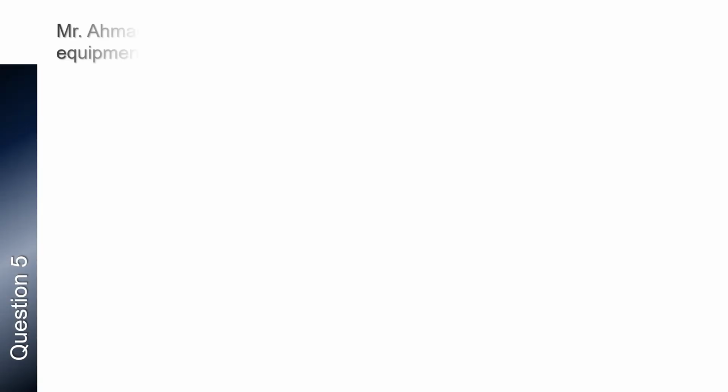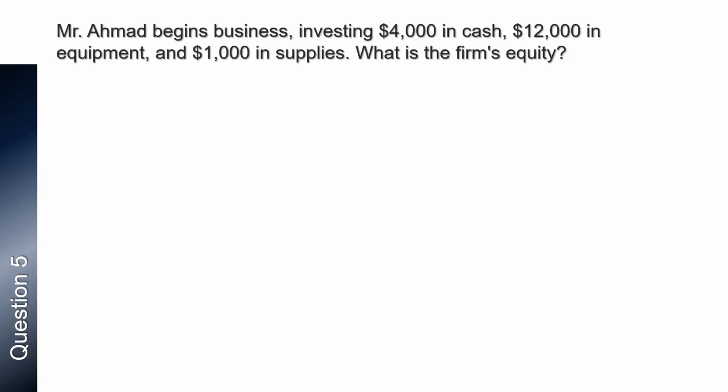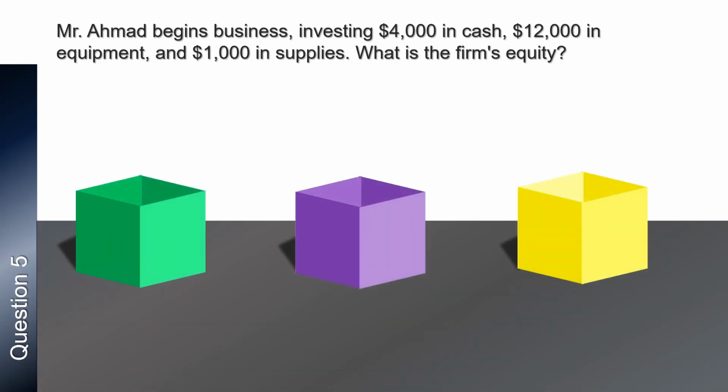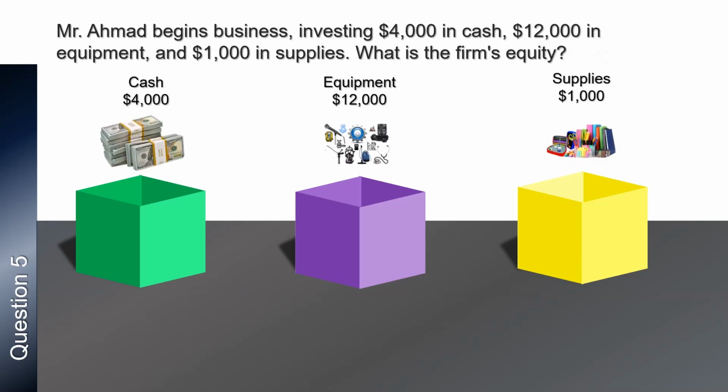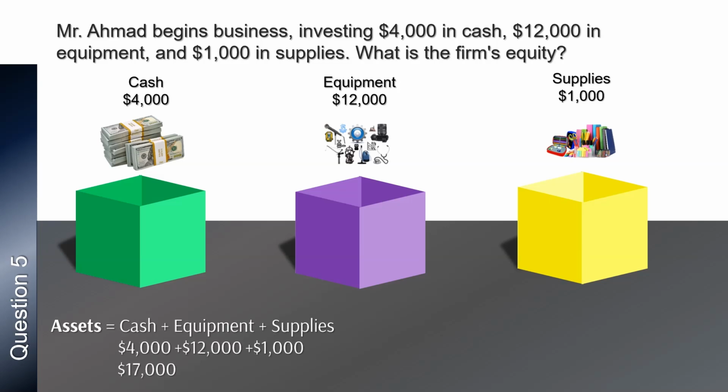Question 5. Mr. Ahmed begins business investing $4,000 in cash, equipment valued at $12,000, and $1,000 worth of supplies. What is the equity of the firm? Let's carefully analyze the situation. Mr. Ahmed's total investment is divided among three types of assets: cash, equipment, and supplies. By adding up the value of each investment, the total of $17,000 represents the firm's assets.